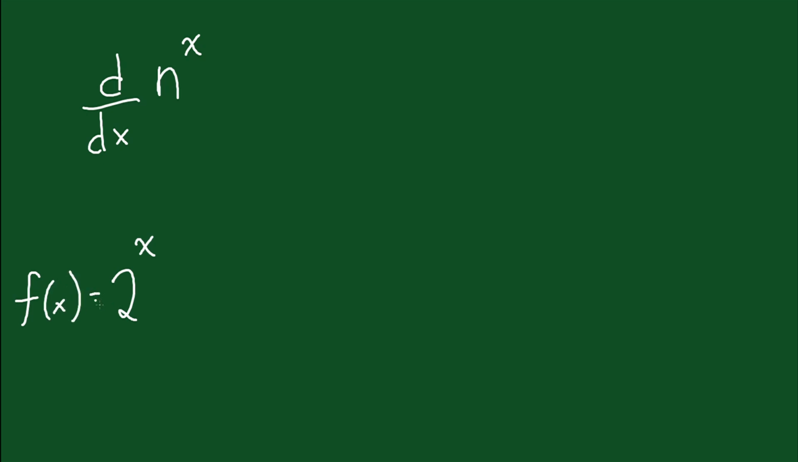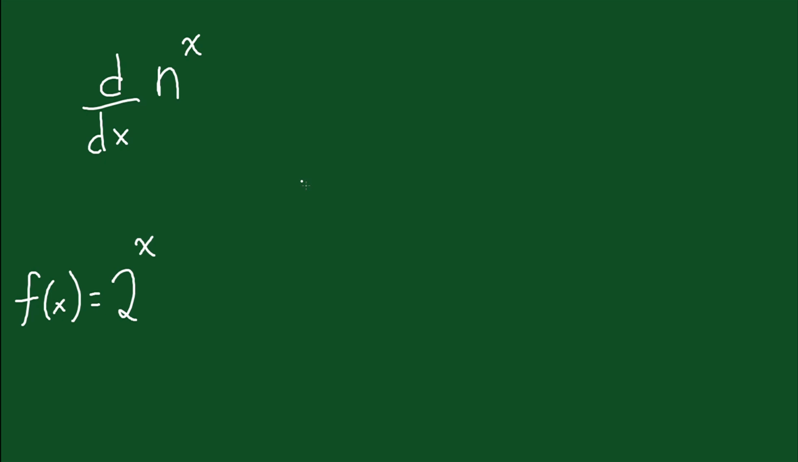So let's say you wanted to take the derivative, d dx, of n to the exponent x. Now in this case, x is the variable. It's the thing that we're taking the derivative with respect to, right? And n is a number, right? So an example of this would be 2 to the exponent x. That could be your function. f of x is equal to 2 to the exponent x. That's what we're talking about.